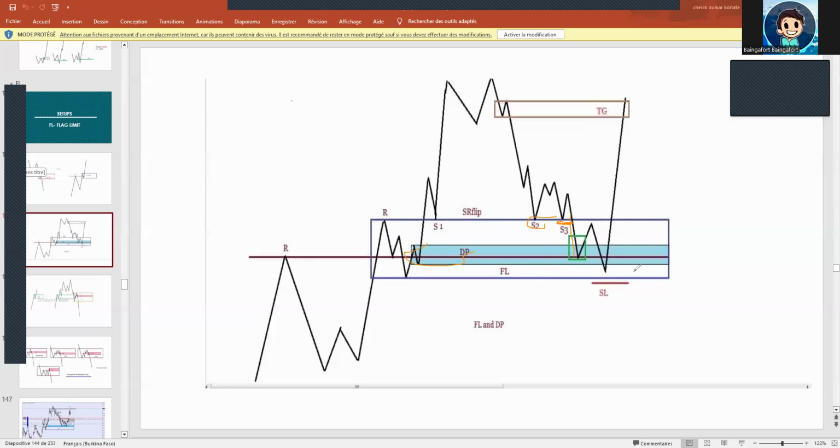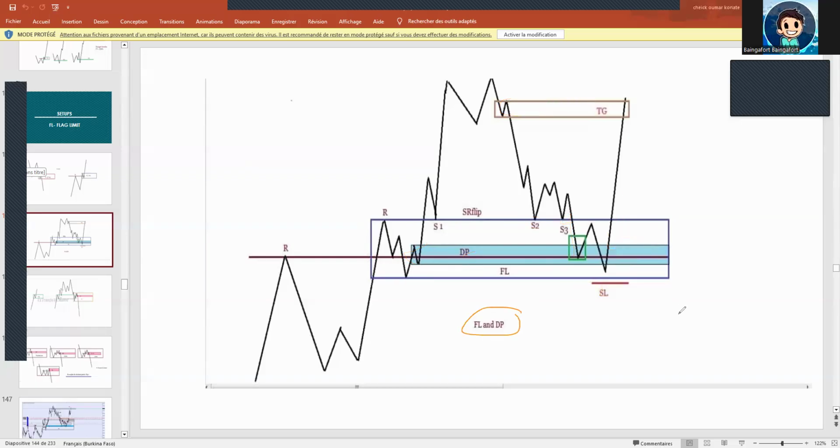Even if they break the decision point, they didn't break the flag limit. Yes, the trade can work. And look at this one is fresh target, and take profit level here. The stop loss, you will put your stop loss just below here, considering the spread.